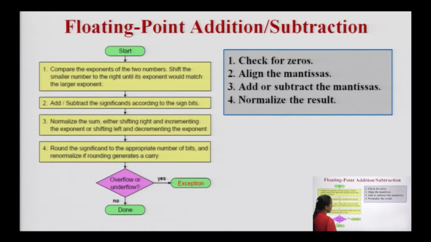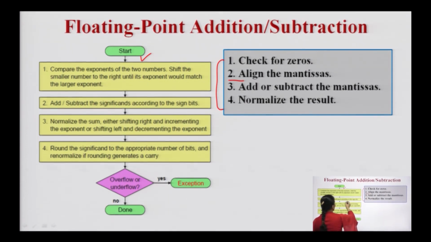Then what operations can we perform on these floating point numbers? First is addition and subtraction. These 4 steps we will be doing on the floating point numbers. I will first compare the exponents of the 2 numbers. Whichever exponent is larger, I will select it, and I will shift the smaller one so that my exponents are aligned and become the same. That is, I am aligning the mantissa.